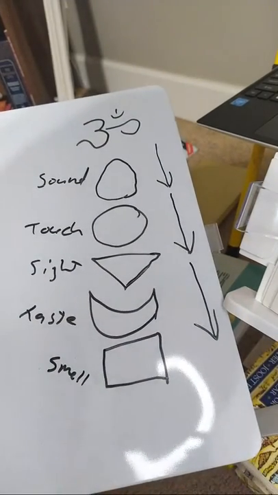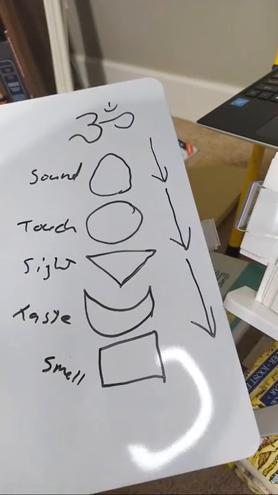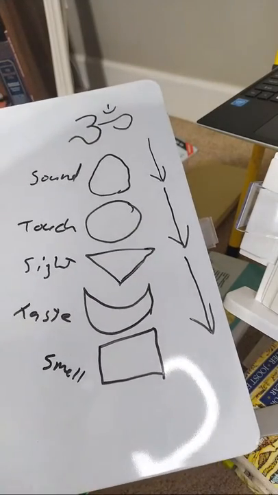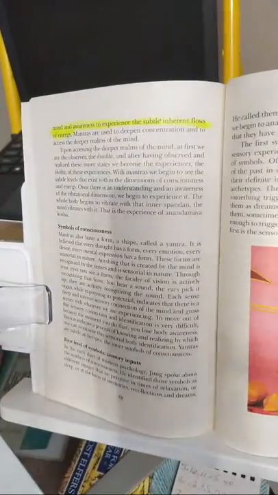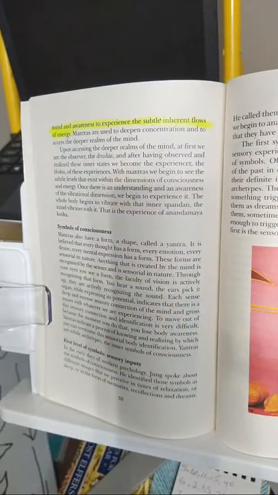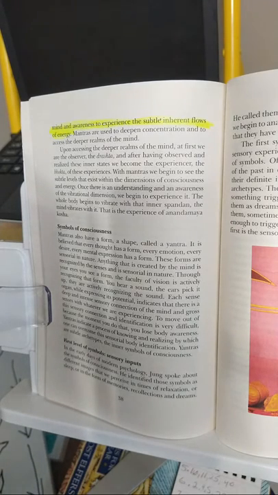He says the whole body begins to vibrate with the inner spandan. The mind vibrates with it. That is the experience of Anandamaya Kosha. Boom, that's what he says right here. So when we talk about these higher realms of your body, it's not as simple as just thinking about, oh, I'm in my astral body. It takes a sensitization to be able to experience that.